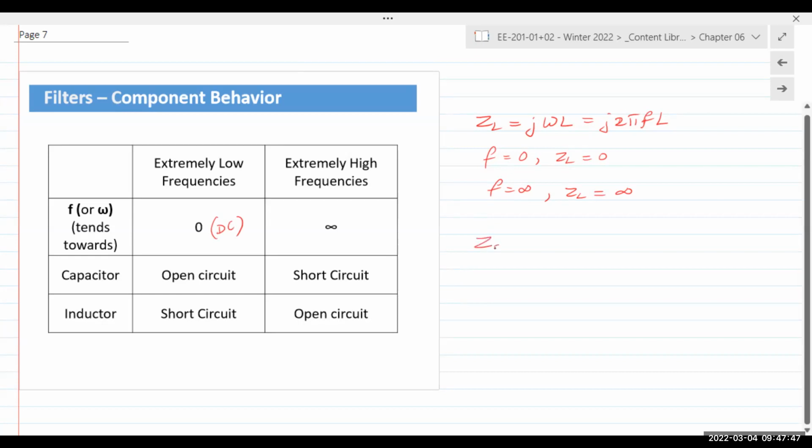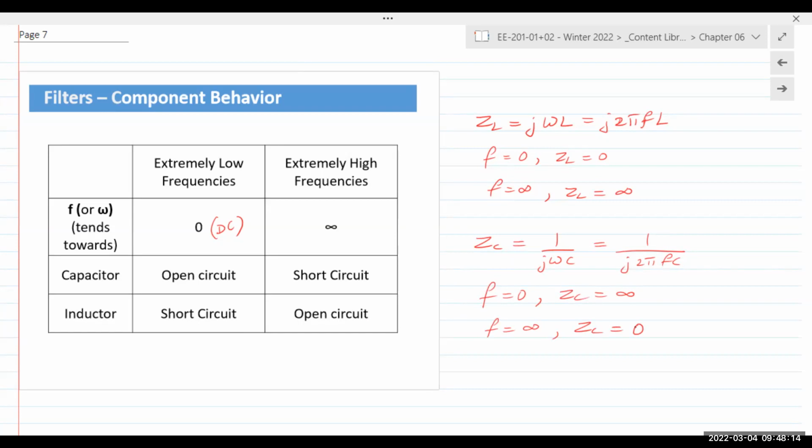At high frequencies, capacitor behaves exactly the opposite. ZC is 1 over j omega C, or 1 over j 2 pi FC, inversely proportional to the frequency. So when frequency is 0, ZC is infinite. When F is infinite, ZC is equal to 0. These properties are very helpful in building filter circuits because they behave opposite of each other. We can use them to block out certain values of low frequencies and allow only high frequency to pass through, or we can block high frequencies and only allow low frequencies to pass through.